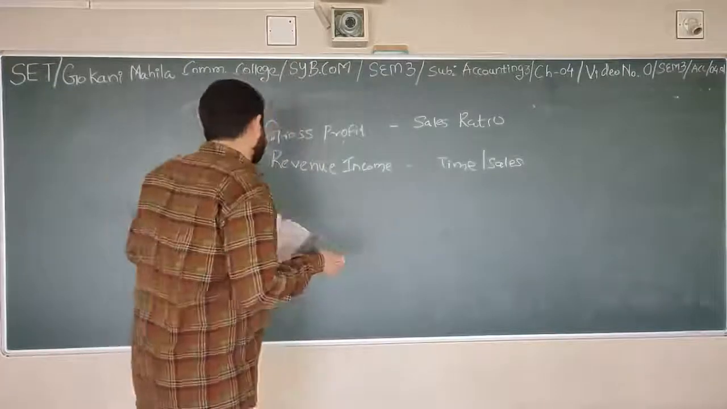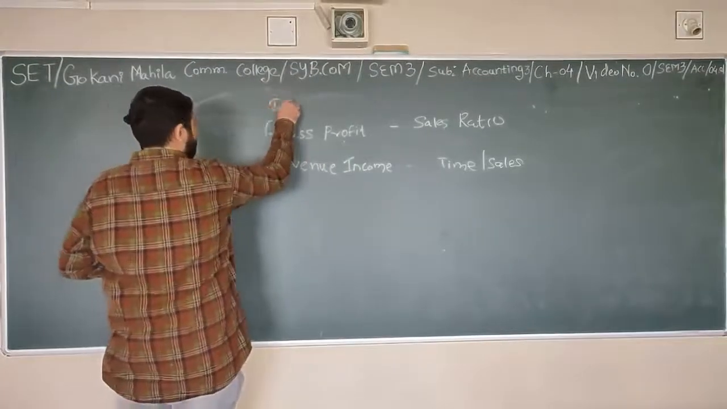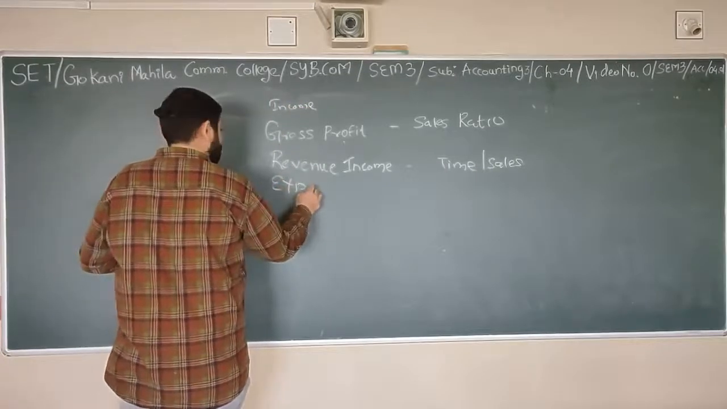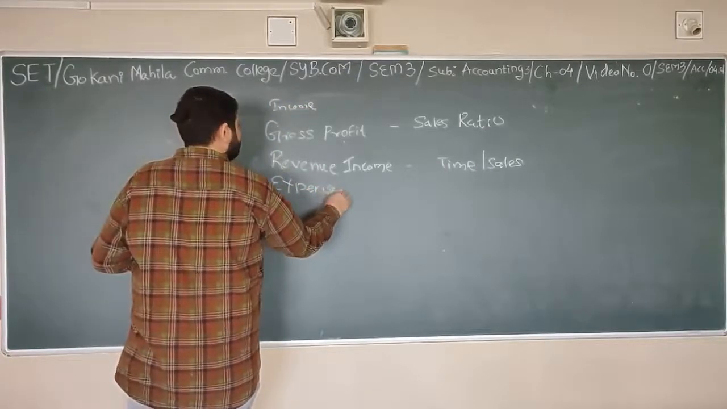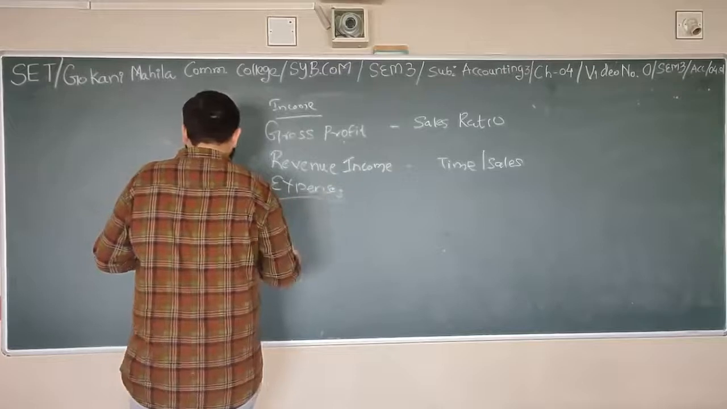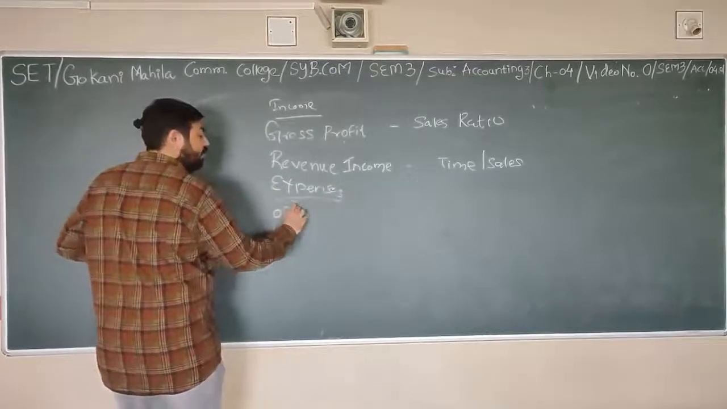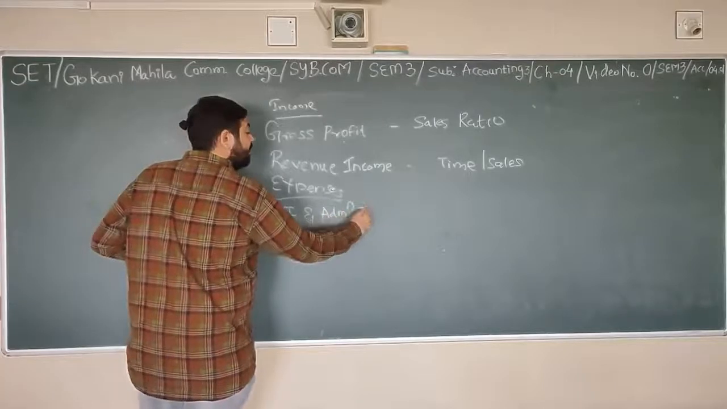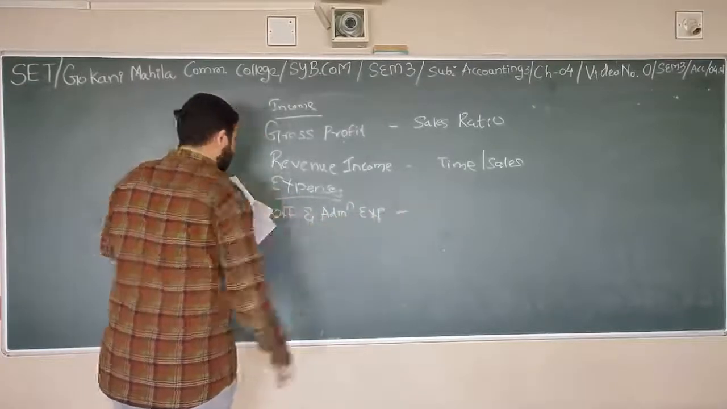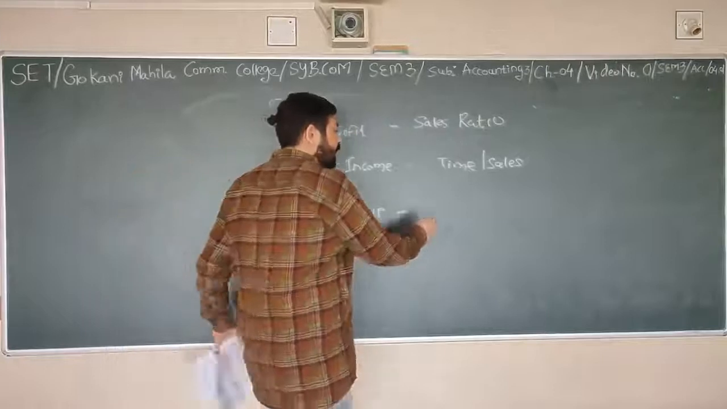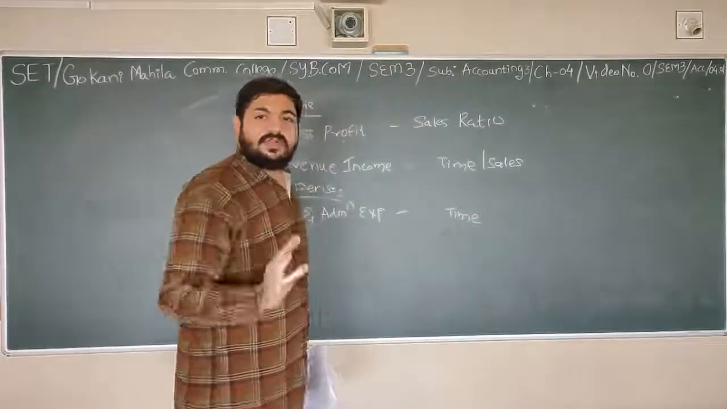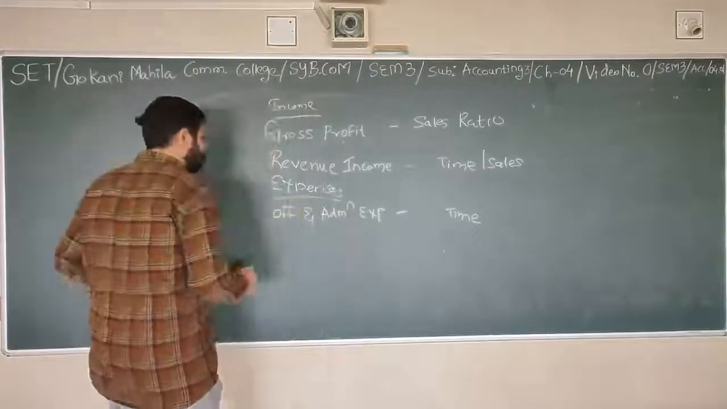Then for various expenses, this was the list of income. And various expenses: office and administrative expense. Office and administrative expense generally is on the basis of time. If they are specified, we will be solving accordingly. Otherwise, on the basis of time.